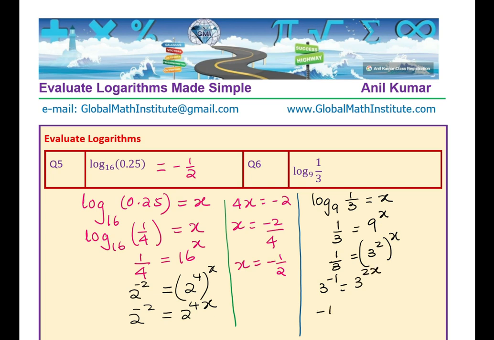And that means minus 1 is 2x, correct? So what is x equal to? x is minus half. Is that clear? See, we have solved this particular question using the same strategy. So x is minus half. Perfect. Let's move forward and take the next two questions.